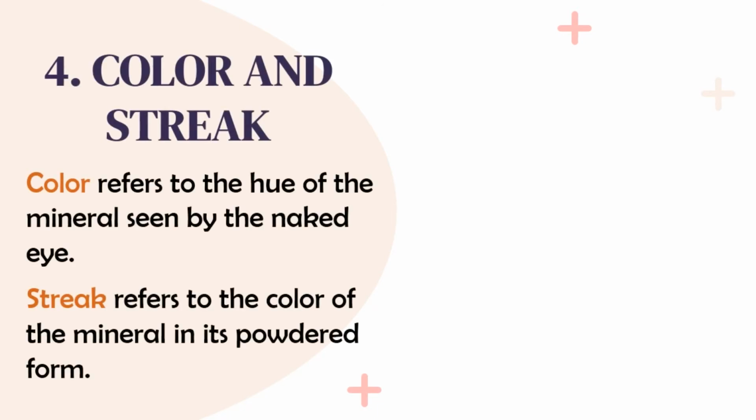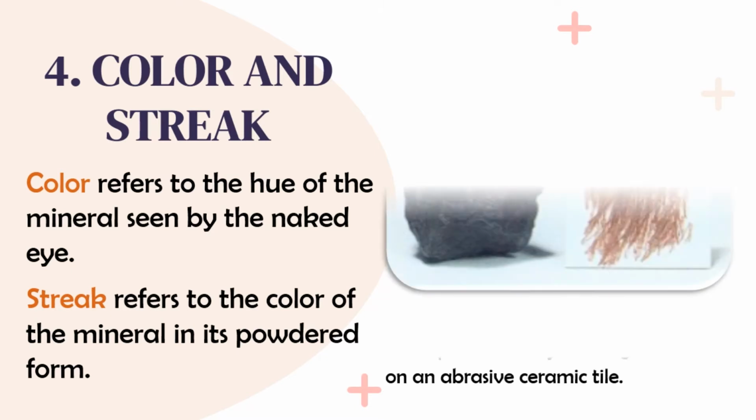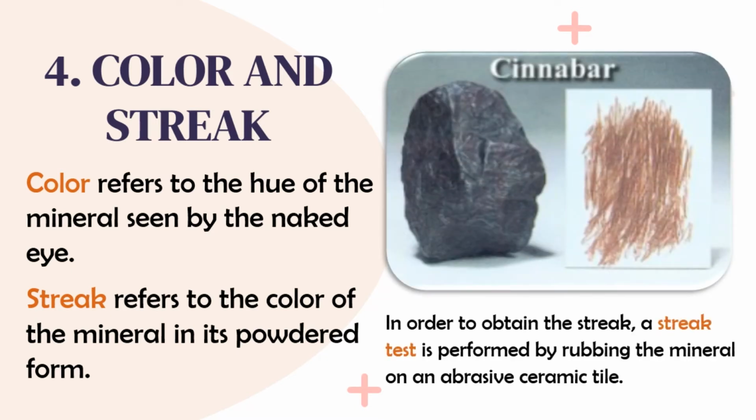Next is color and streak. Color refers to the hue of the mineral seen by the naked eye, while streak refers to the color of the mineral in its powdered form. In order to obtain the streak, a streak test is performed by rubbing the mineral on an abrasive ceramic tile.